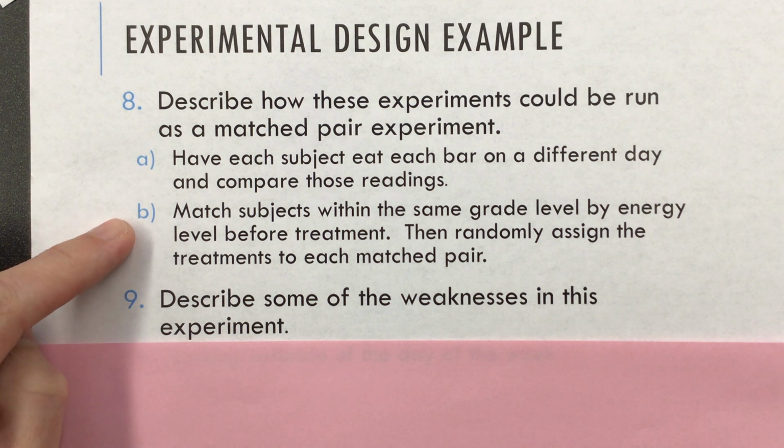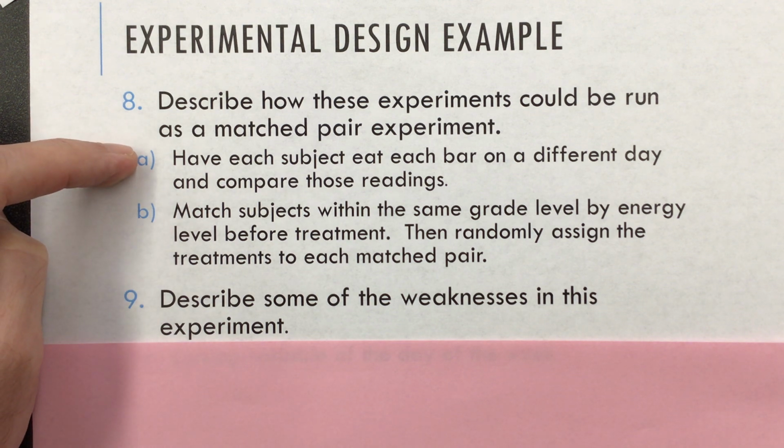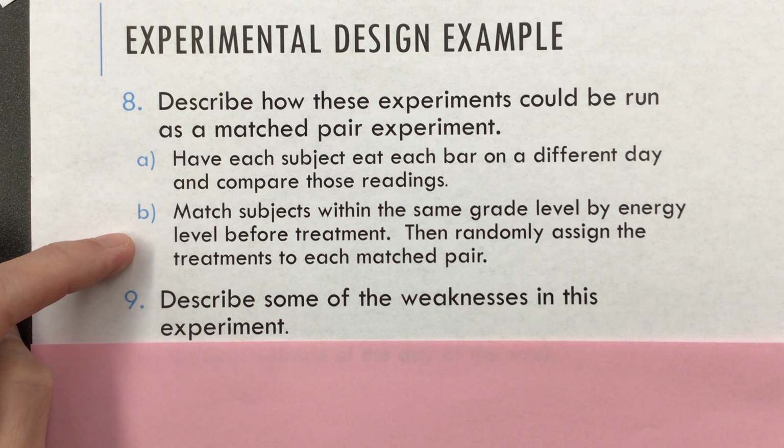And B, matching subjects by similar energy level. Well, there, remember, every person has their own specific genetic makeup. And so having each subject eat both bars, we're now controlling for those different genetic factors. Whereas when we match subjects within the same grade level by energy level, now we're not controlling for that anymore. So they both have potential weaknesses.